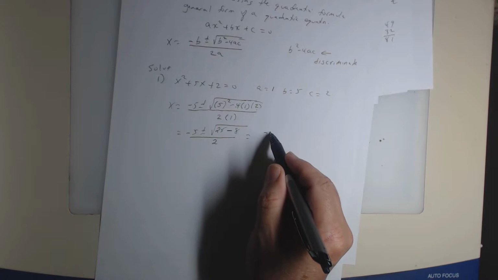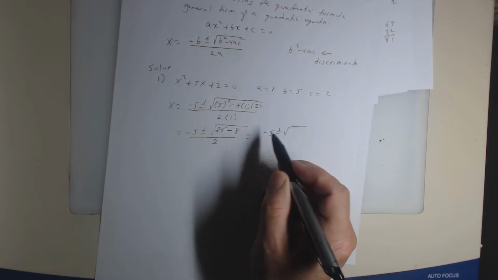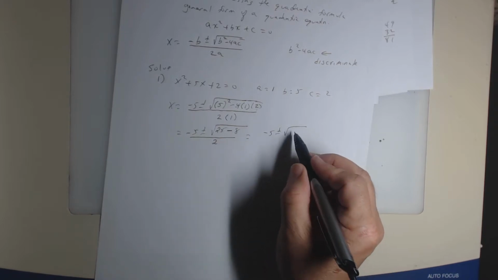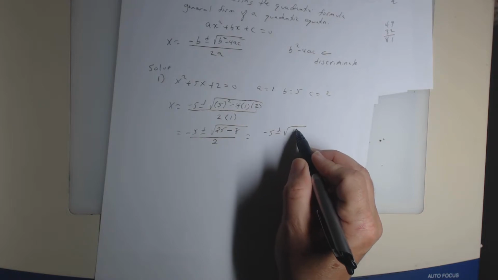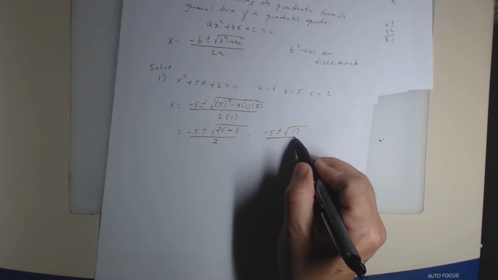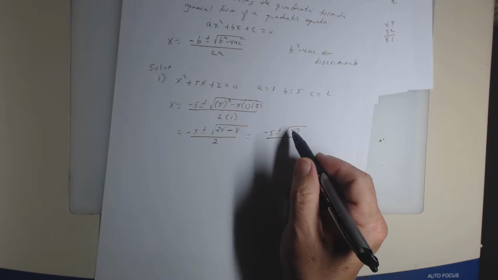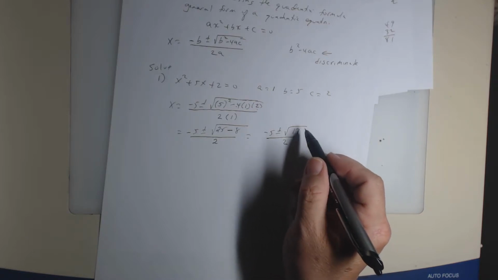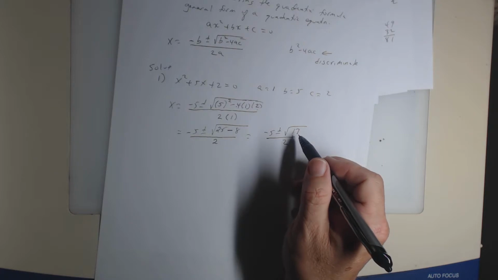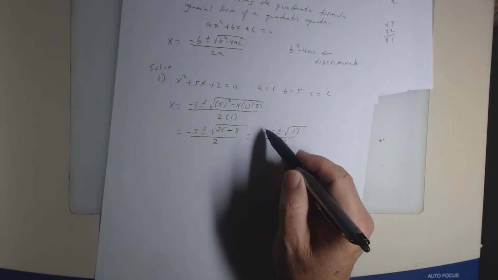Equals negative 5 plus or minus the square root of, what's 25 minus 8? 17. All over 2. All right, so now this is where we're at. Now ask yourself, first of all, is 17 a perfect square? No. Is there a perfect square other than one that goes into 17? No. That's your answer. You're done.